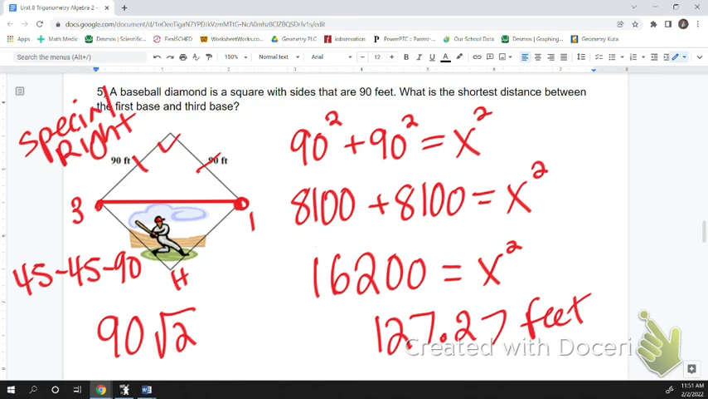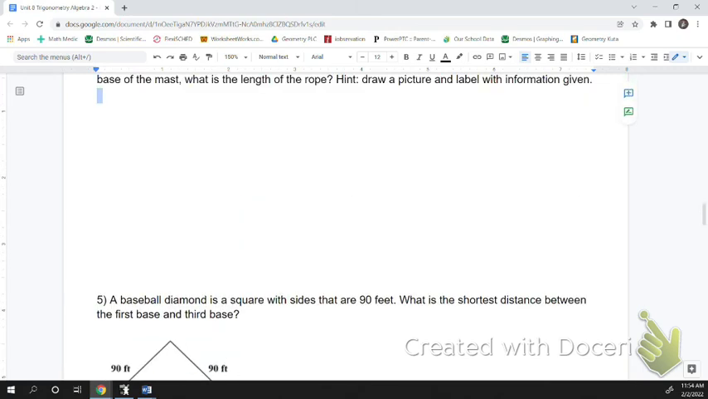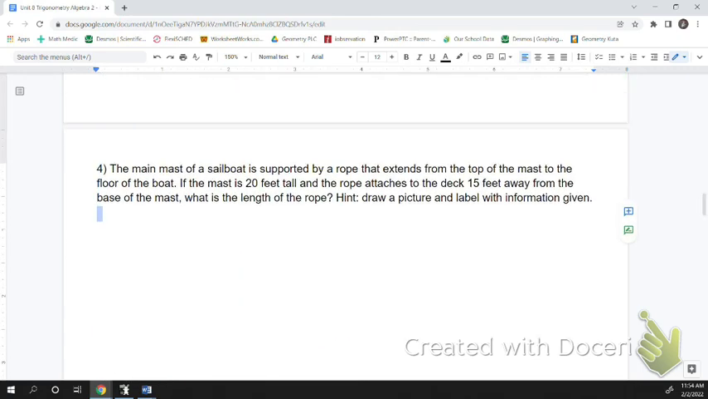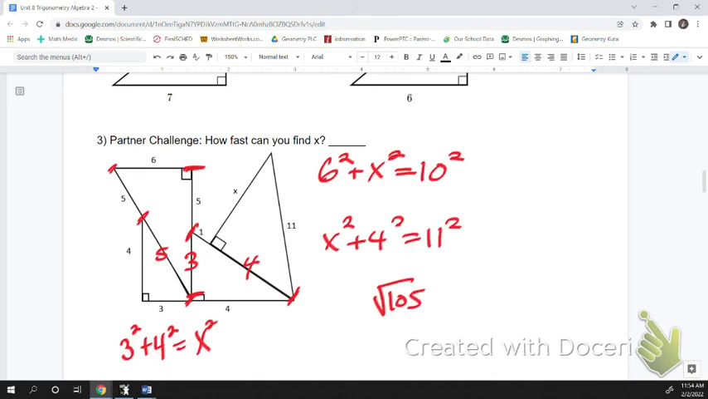Let's go back to number 3. Let's see how fast you can find x. Ready, set, go. Any questions on Pythag theorem?